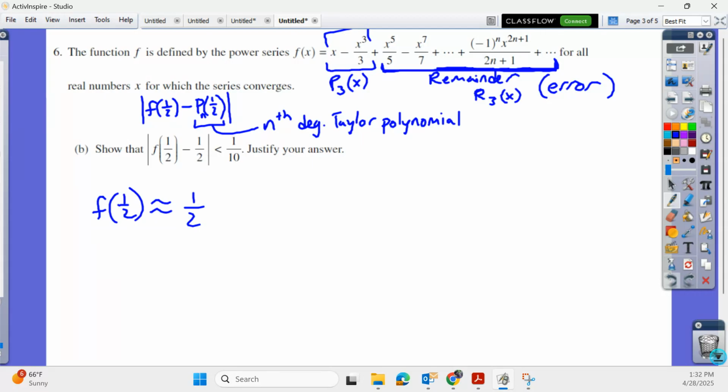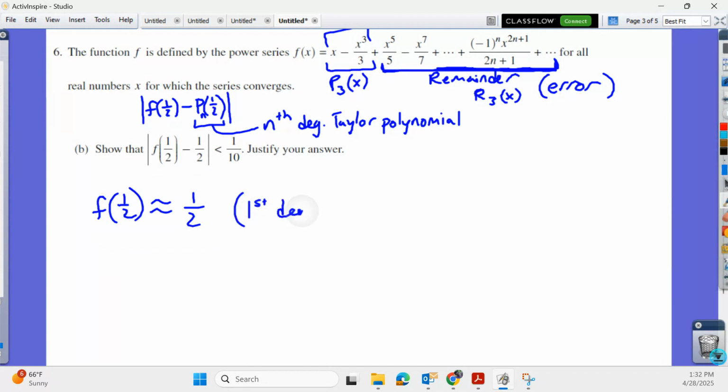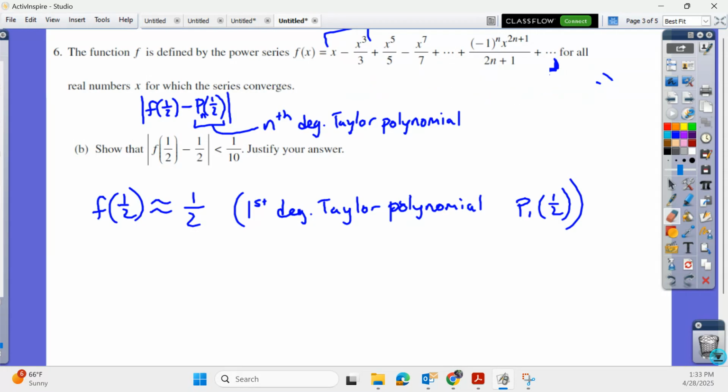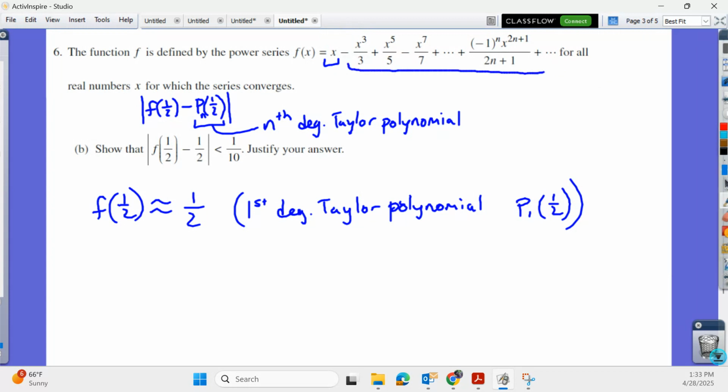So if you recognize that, I'm going to write this down now. This is the first degree Taylor polynomial, P1 of 1/2. That's what that is. Or T1 if you like T for Taylor better. All right, so how do I approximate then? Or I did approximate. How do I find the remainder? Well, in this case, I didn't use the first 2 terms. I only used the first term. So that's what I used. So the rest is all the remainder.